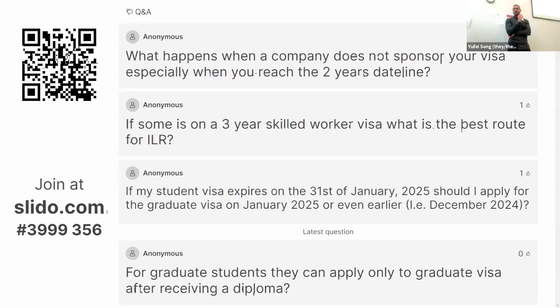So what happens when your company does not sponsor your visa, especially when you reach a 2 years deadline? If for any reason you're on a graduate visa and your sponsor or your employer doesn't wish to sponsor you, then unfortunately, as harsh as it is, it's completely up to the employer. It's their business. If they don't wish to employ you, there's nothing preventing them. It will be on you as an individual to either leave the UK or hopefully find another sponsorship if you've got time to do so. But there's no responsibilities on the employer side of things. It's entirely up to them.